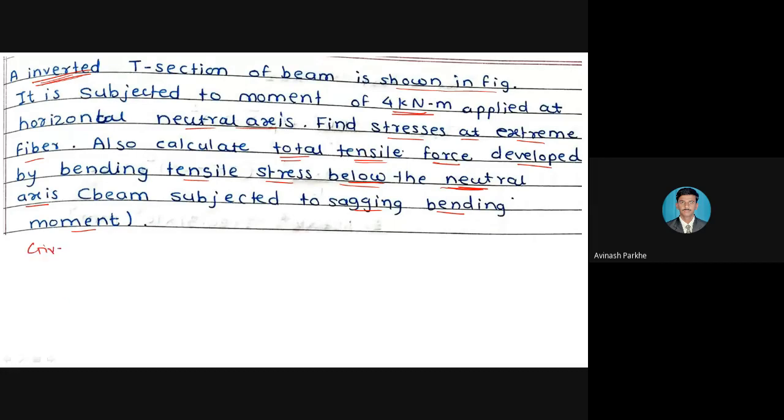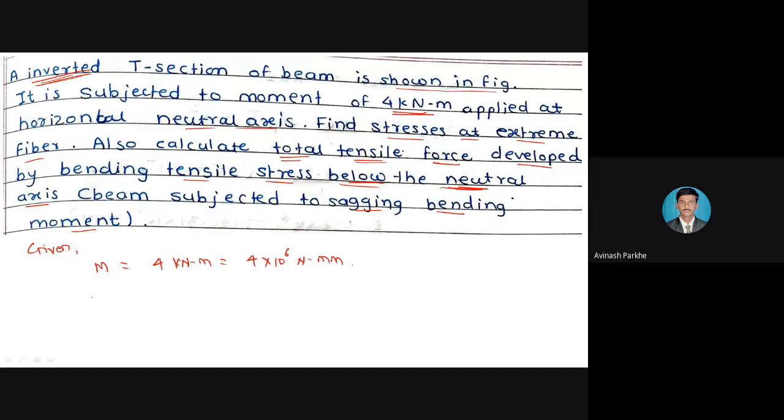Before that, we will write some given parameters. The value of M is given as 4 kilonewton meter, so 4 into 10 raised to 6 Newton mm. Then what about the other parameters? Sagging bending moment is given, that is, a simply supported beam is given.